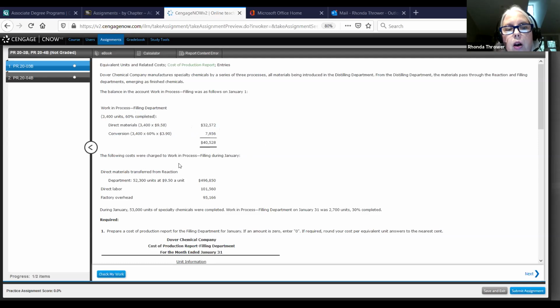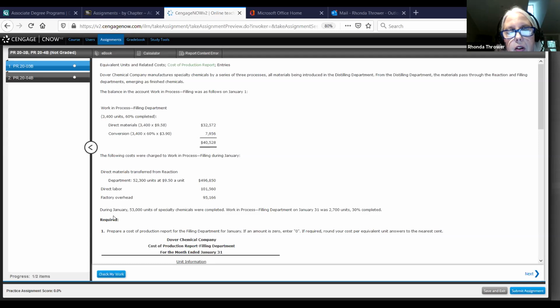The following costs were also charged to the work in process filling department during this period of time, which was during January. They had some materials that were transferred in from the reaction department. They have some direct labor where they were actually working on the goods that are in process. And they had some factory overhead that was applied to the work in process.